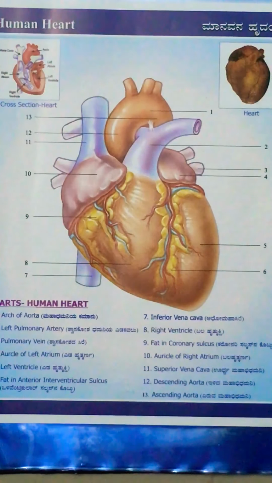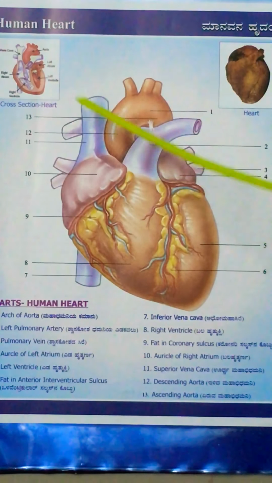In the lungs we take in oxygen through respiration. That oxygen is exchanged with the carbon dioxide in the blood. The carbon dioxide goes outside and the oxygen comes inside, which is called oxygenated blood. That again, through the pulmonary veins, comes to the left atrium.